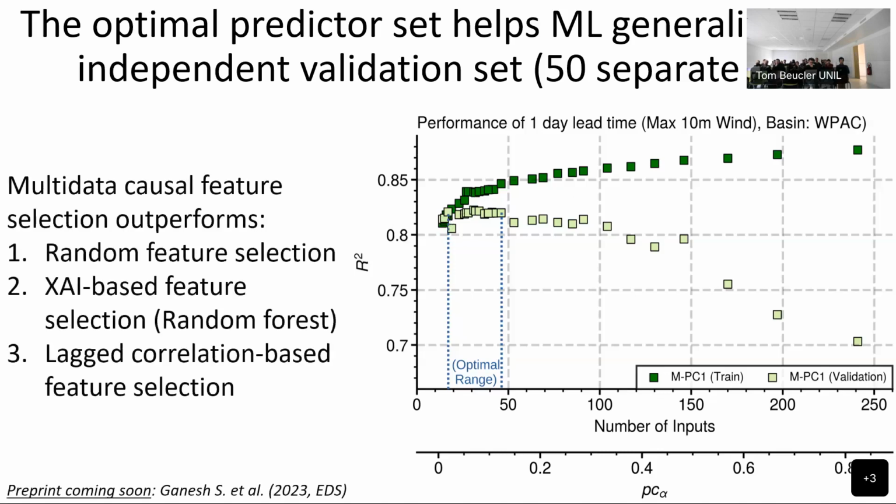And it outperforms, and I don't have time to show that, other feature selection baselines. So we did random, we did one based on XAI. So we train a random forest with all inputs, and use the feature importance to select the features. That's pretty hard to beat. So we beat it a little bit, but I wouldn't say we crush it. But that's pretty state of the art. And then we crush lag correlation.